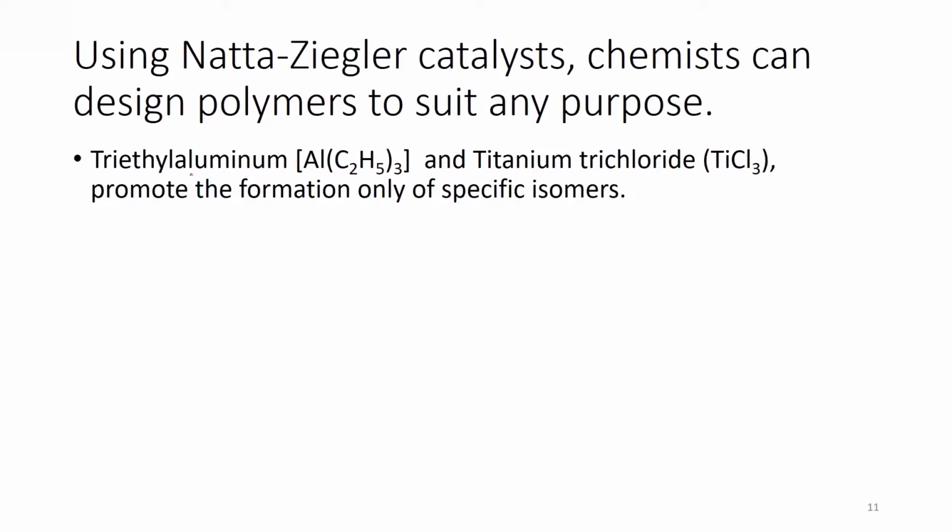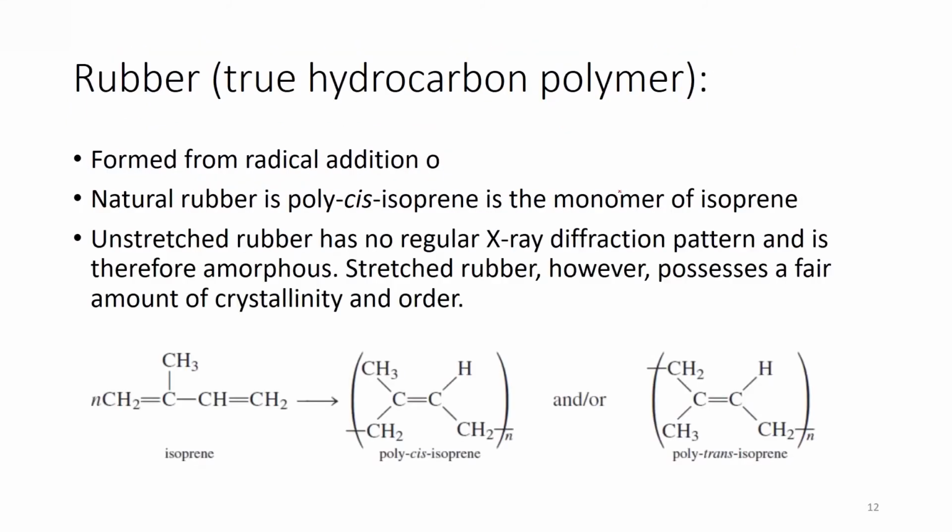Here you could see that there are two types of this Ziegler-Natta catalyst, which is triethylaluminum, and this triethylaluminum also comes with titanium trichloride to give me a specific type of isomers. This is how we can promote a certain type of isomers and obtain designed polymers.